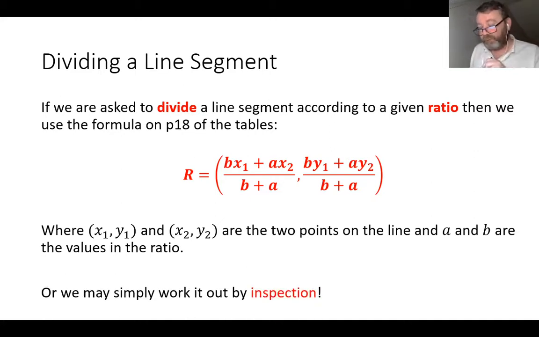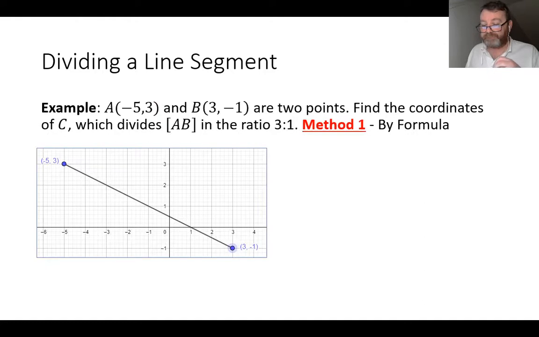The second way to do it is by inspection. So what I'm going to do now is a question, and I'm going to use both ways. I'm going to use the formula first of all, and then I'm going to show you by inspection. And you can make up your mind which one you want to use. You're free to use the formula if you wish to. It's always going to be in the tables, which is always in front of you. Or you can practice the inspection and get to understand fully what dividing a line segment in a given ratio is about. So let's take an example.